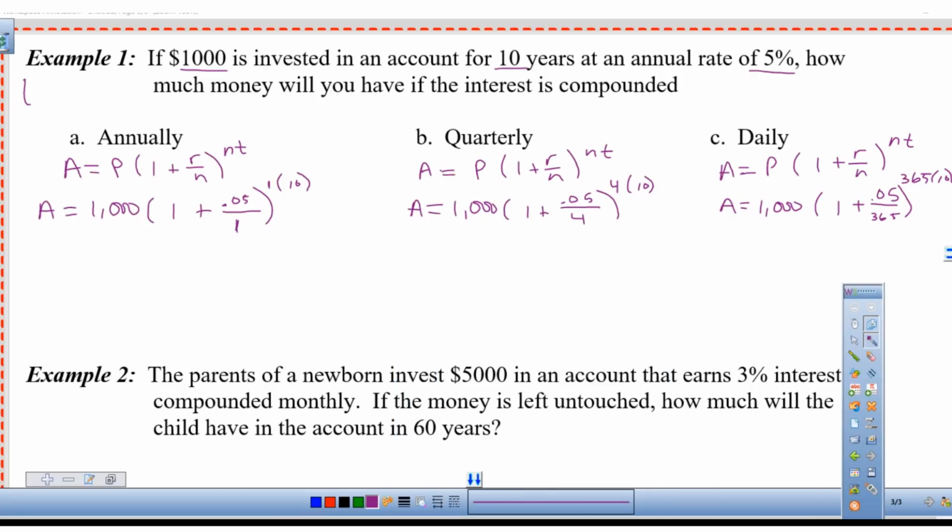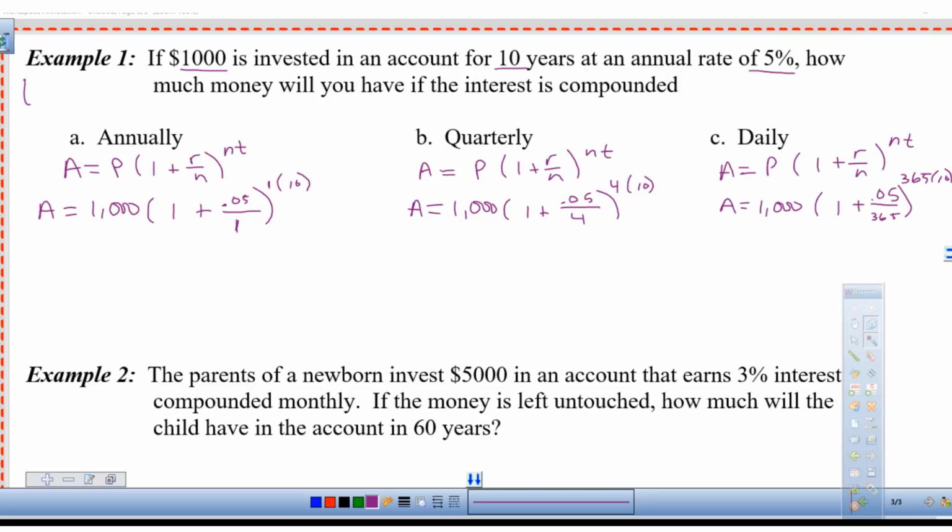Okay, so everybody do this. Everybody go 1,000, parenthesis, 1 plus 0.05. Do I have to put in divide 1? Does dividing by 1 change it, guys? Talk to me. No, it doesn't. Then close it off, raise it to the, then I want you to go 1 times 10, enter. And I get $10,500.